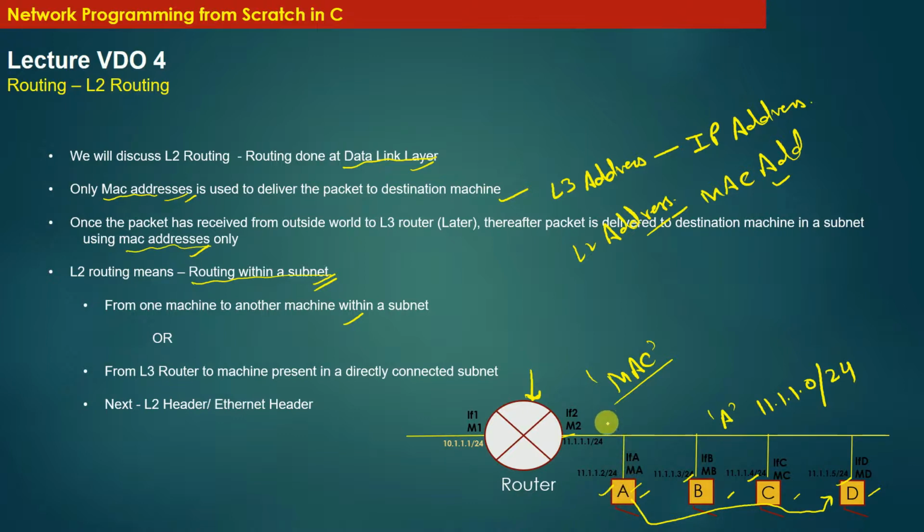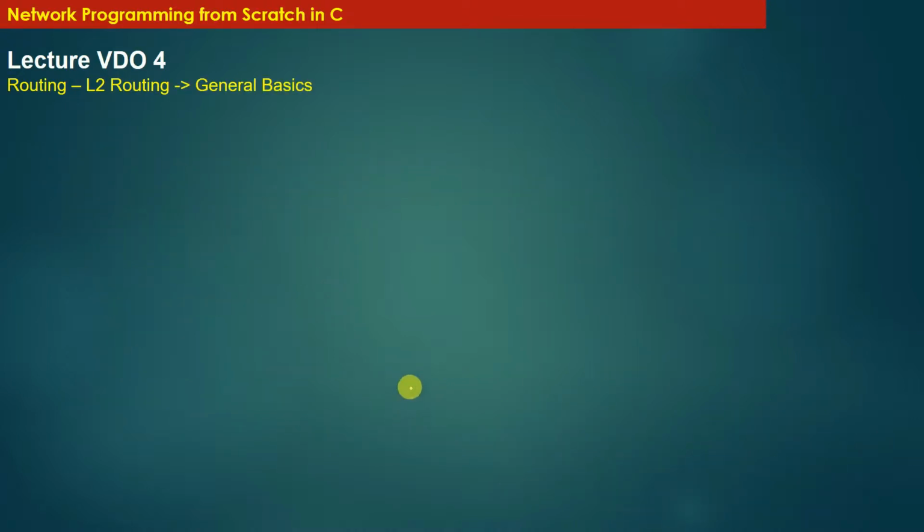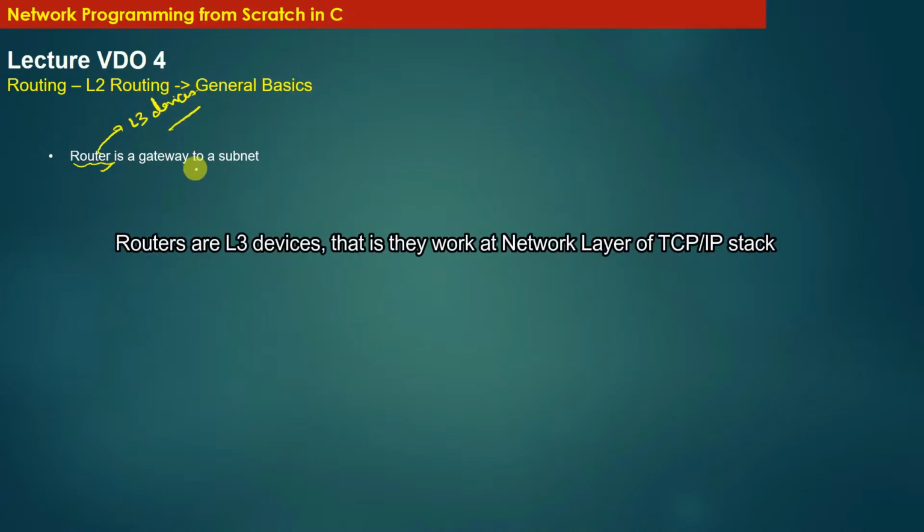Next we will discuss L2 header and Ethernet header. But before that, let us discuss some basics. So router, here whenever I say router, it means L3 router by default. Routers are always L3 devices. L3 devices means the router works at the network layer.